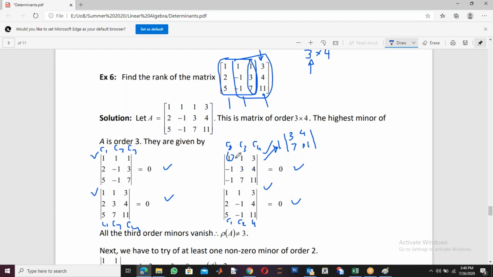Okay, now go to the next one, but this one with a minus sign. Now I remove this row and this column. So I got 1, 4, minus 1, 11.